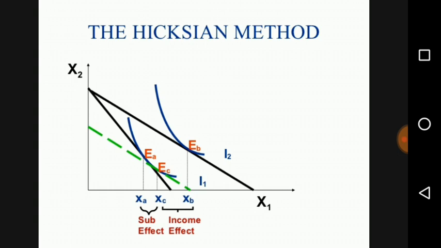For the substitution effect, we moved from XA to XC on the x-axis and from EA to EC on the indifference curve L1. And for the remainder effect, the income effect, we moved from XC to XB on the x-axis and from EC on L1 to EB on L2.